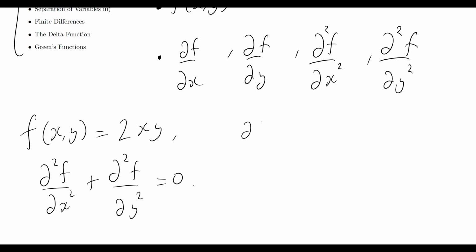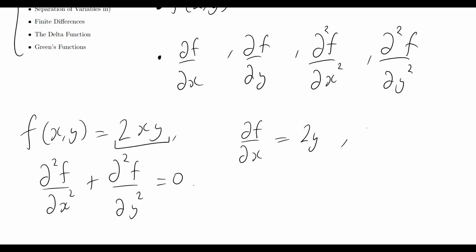So let's take the first derivative of f with respect to x. So what we're going to do now is look back at our equation, and now we've got 2 times x times y. What we do is we treat everything that isn't an x as a constant. So that means even that y variable here is going to be treated like a constant when we're taking the derivative with respect to x. So df dx is now going to be equal to 2y.